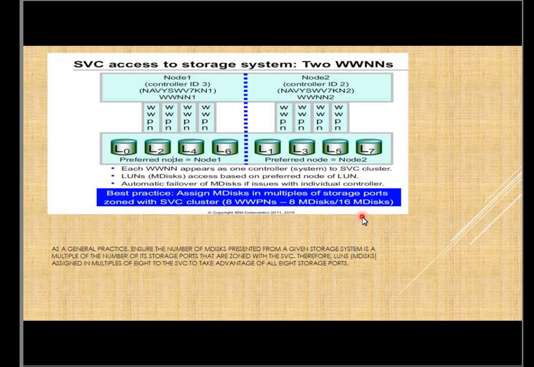The other thing is, whenever you are creating volumes, they are created in a round robin fashion. First volumes will be created on one I/O group, another will be created on another I/O group, and so on, because we want to make sure that load is distributed across all the I/O groups in the SVC cluster. Okay, so that is the reason.